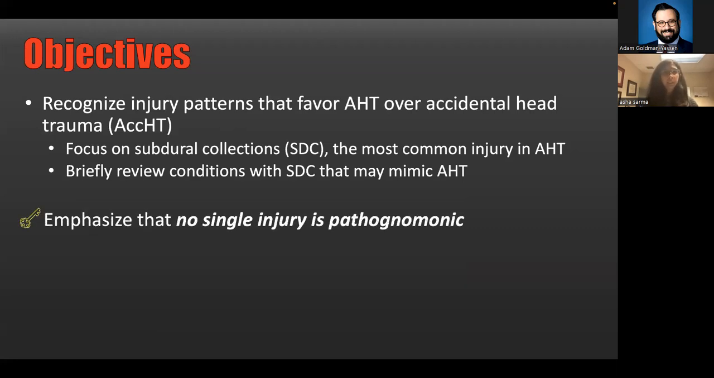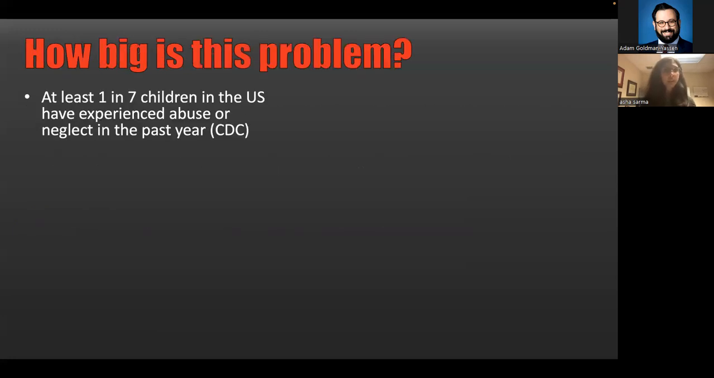We'd like to emphasize throughout, you'll hear me say this multiple times, no single injury is pathognomonic, and close correlation with the clinical history and work with a multidisciplinary team is essential for coming to the correct diagnoses in these cases.